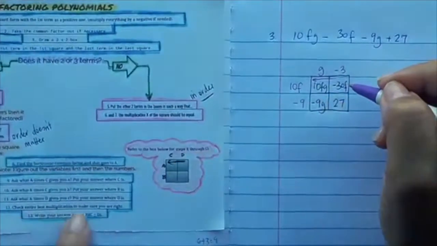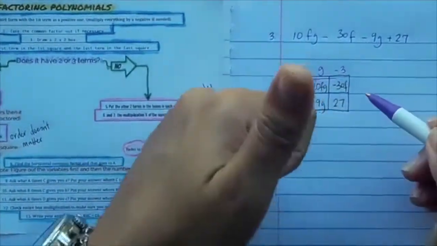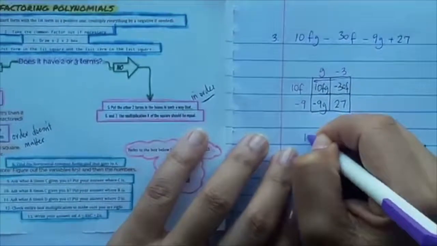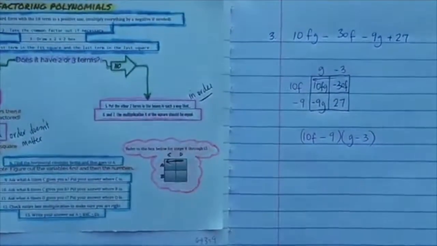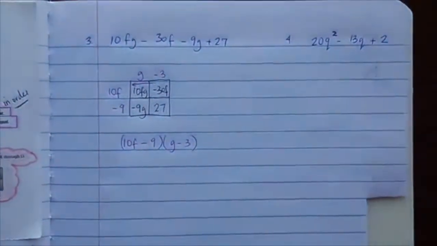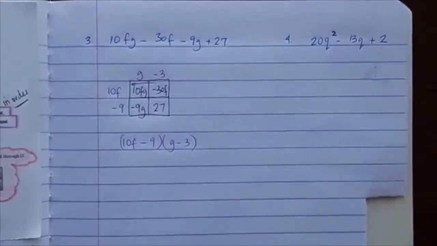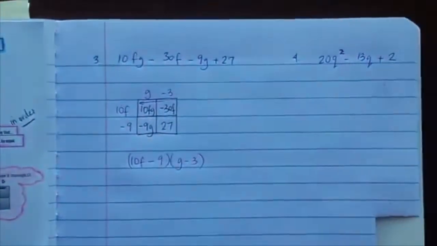And then use that to check the last box. Negative 9 times negative 3 must give you 27. You've got it. And then the answers are right there outside the box: 10F minus 9 and G minus 3. So it's relatively easy, relatively quick. It just takes the guessing out of it, if you're doing it the old way.